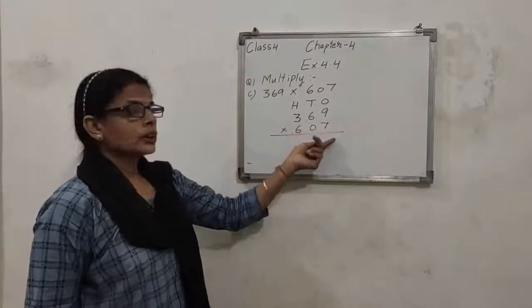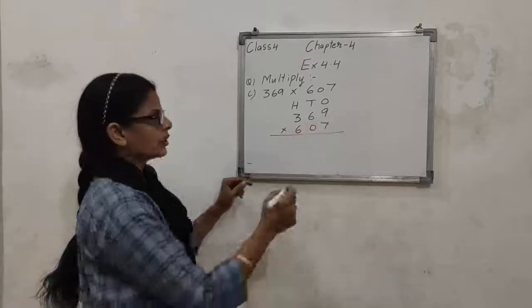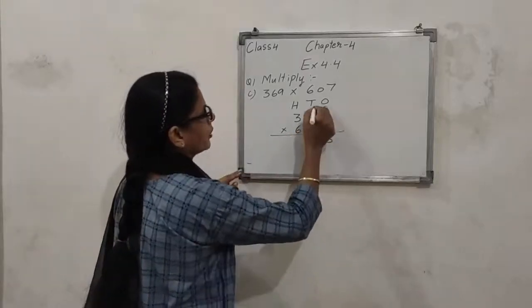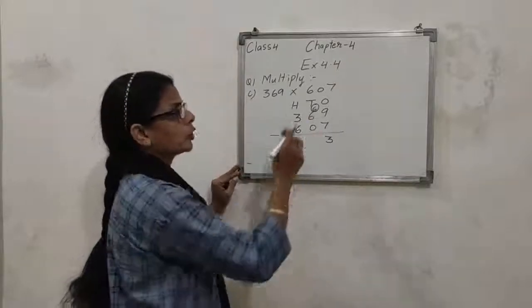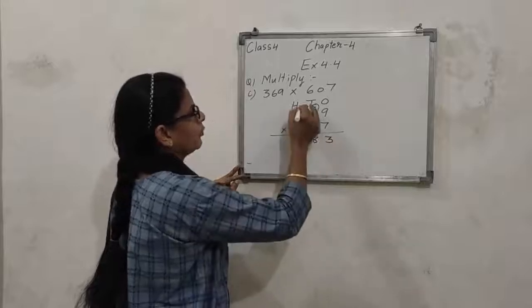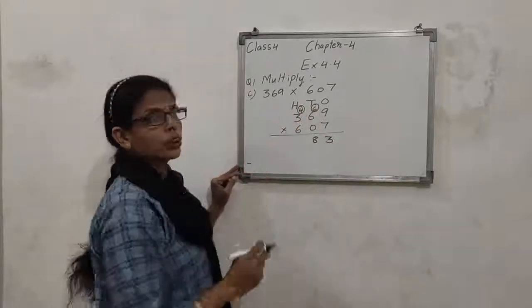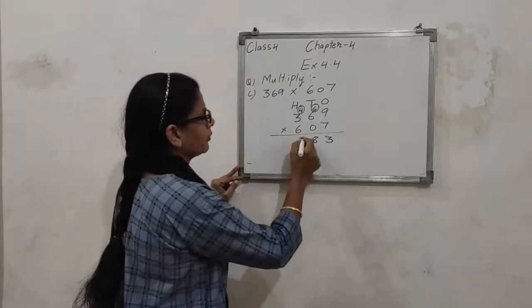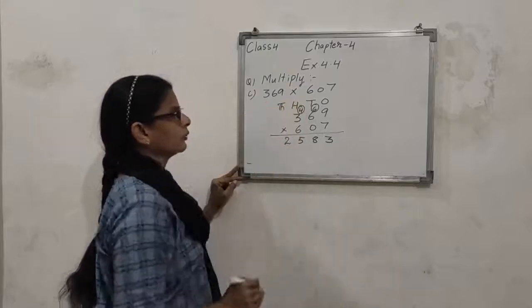Start from the ones place, multiply. 7 nines are 63. 3, 6 will be carried on the tens place. 7 6s are 42. 42 plus 6, 48. 8 will be written down. 4 will be carried on the 100 place. 7 3s are 21. 21 plus 4, 25. So 2 will be written on 1000 place.